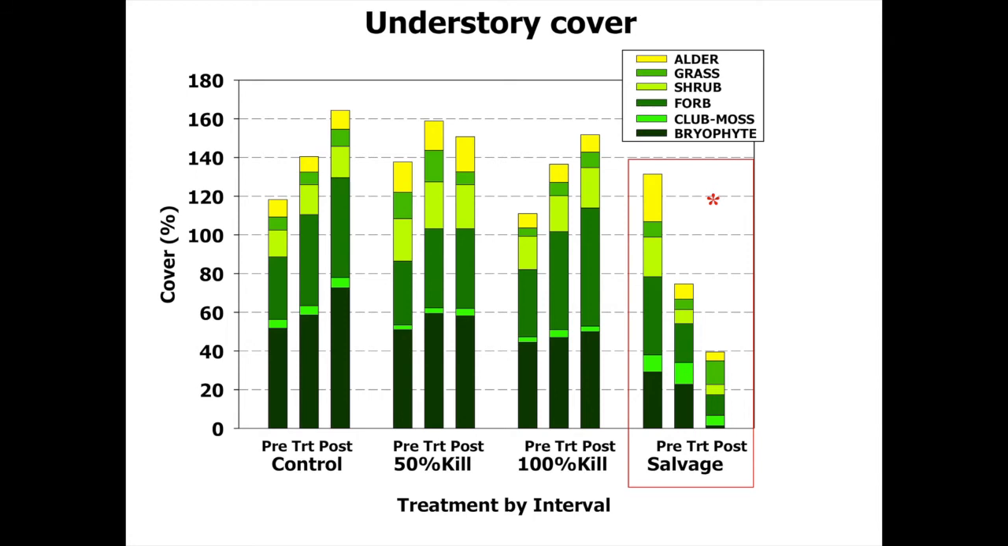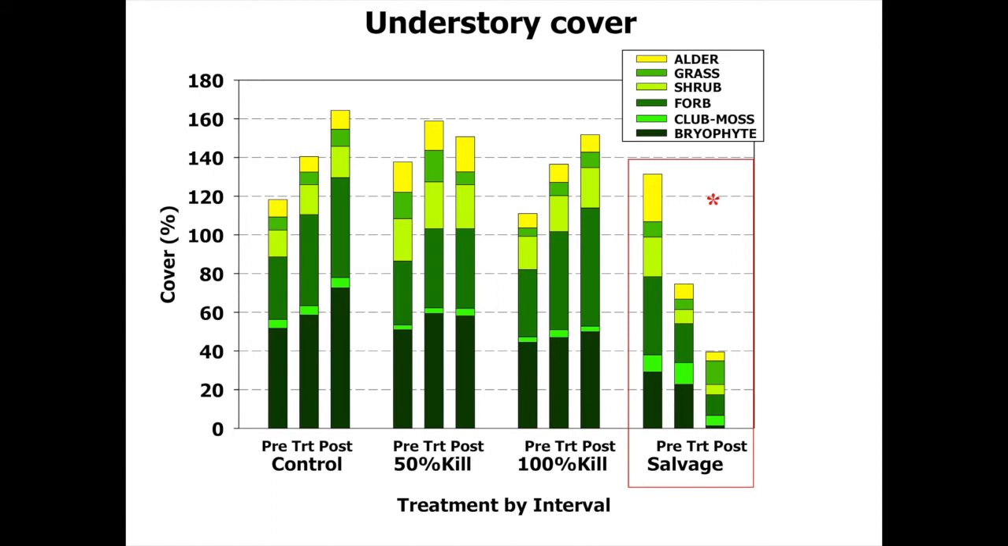First though, I will just touch briefly on the understory vegetation community. Here on the y-axis we have percent cover, and on the x-axis we have the different treatments broken out by the year: the before year, the treatment year, the post-treatment year. Here in the middle we have the two different levels of simulated mountain pine beetle attack. The take-home message is that we don't really see any differences between the control and those two different levels of red attack.